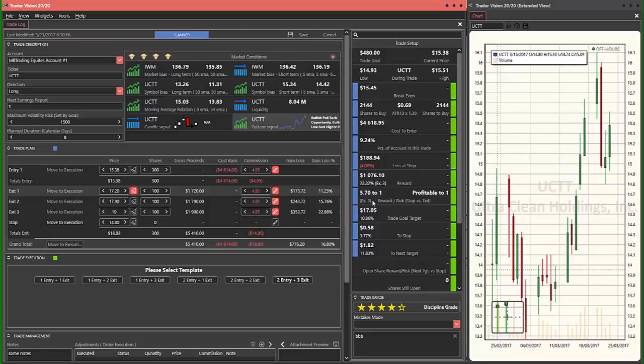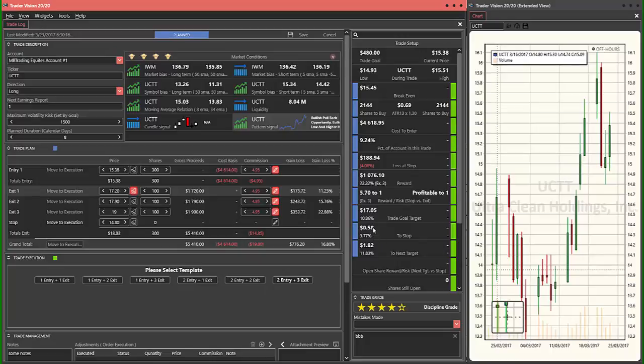Something else that you will note, in version 1, your risk to reward ratio was hard-coded to be your stop loss versus your target 1, your exit 1. In version 2, you have the ability to say, I want it to look at exit 1, exit 2, or exit 3. It depends on how you want to look at your risk reward. Do you want to look at it versus your first target or versus your overall trade? How do you want to look at it? So you have a lot of flexibility there.